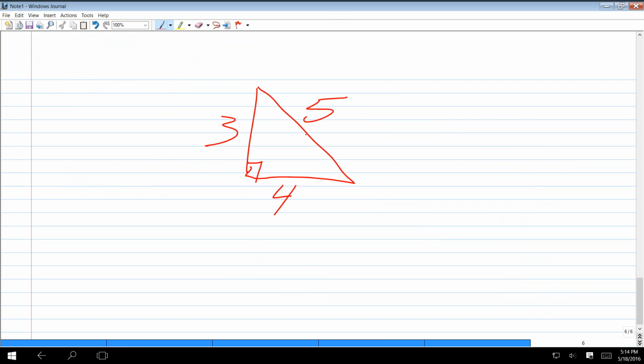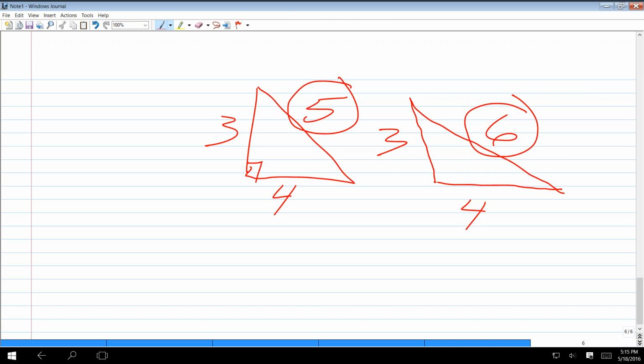Well, what if I told you that we had a 3, 4, 6? Do you see that for me to turn this 5 into a 6, I've got to make this angle bigger? In other words, I need it to look more like this. That's still 3, that's still 4, but now that's longer than 5. That's 6. In other words, if this is bigger than the right triangle would be, it's going to be obtuse. If it's smaller, it's going to be acute. If it's exact, it's going to be a right triangle. Okay.